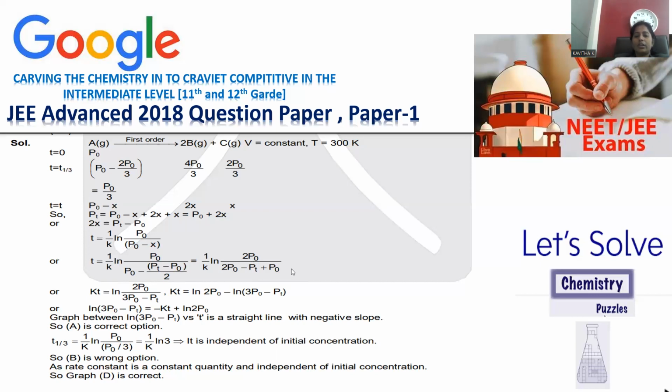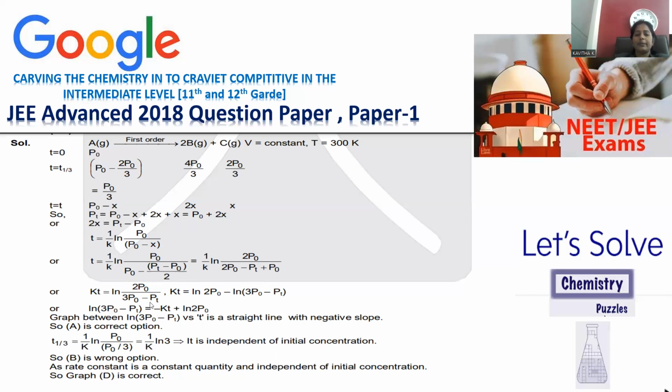After getting this one, what I will do? Here 2 P naught is there, here P naught is there. So same terms, right? So that you can add up. Whenever these two terms are added, that value will become, so here K is there as a denominator. So take this K left hand side. It will become KT. KT is equal to ln 2P naught by (3P naught minus Pt). Right? KT is going left hand side. So that ln 2P naught by, 2P naught plus P naught will become, 3P naught minus Pt.